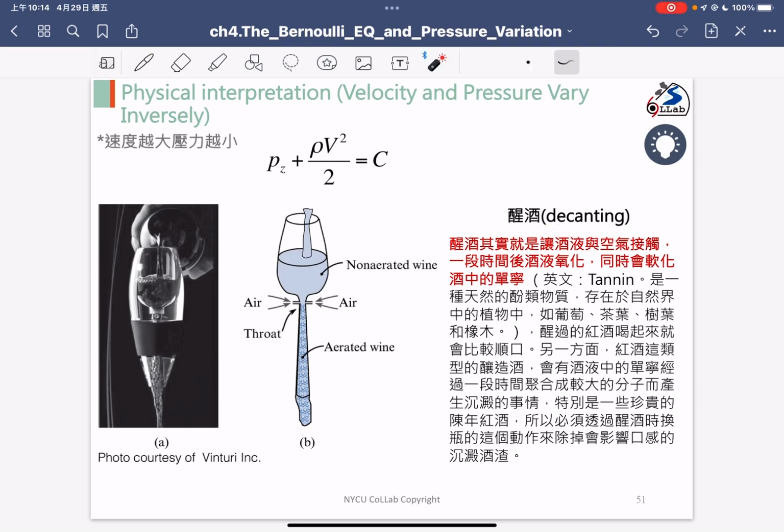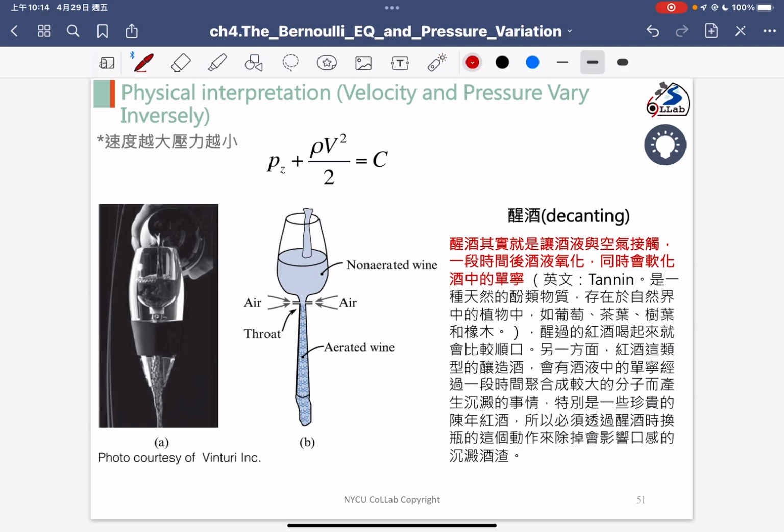The idea is that wine has tannin inside, and a lot of the tannin will affect the taste of the wine. So usually we need to mix the wine with air, and we call that decanting, 醒酒. If you reduce the tannin, the taste of the wine will improve. So how can we apply the Bernoulli equation to the decanting behavior?